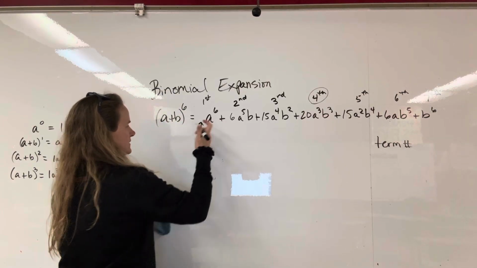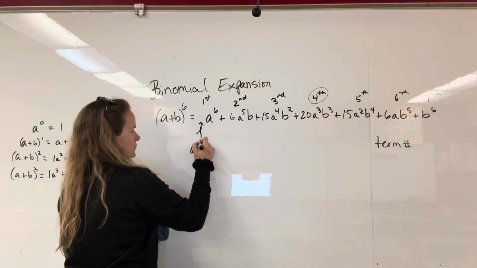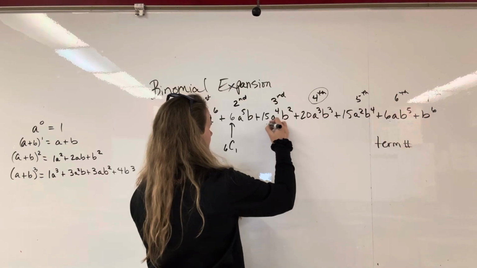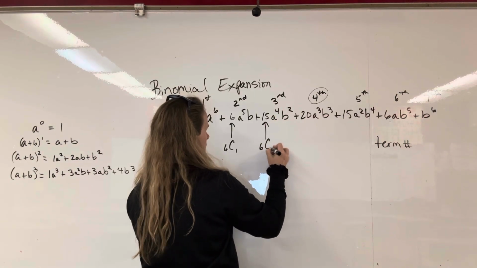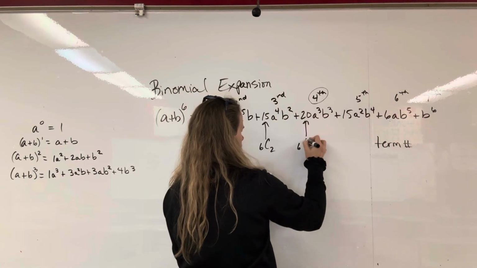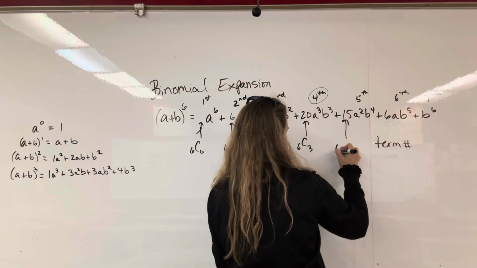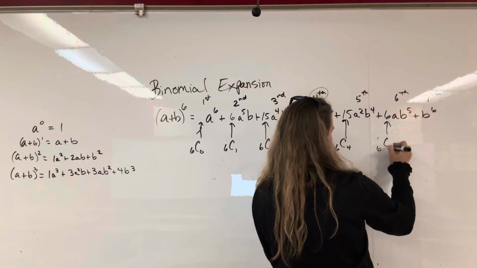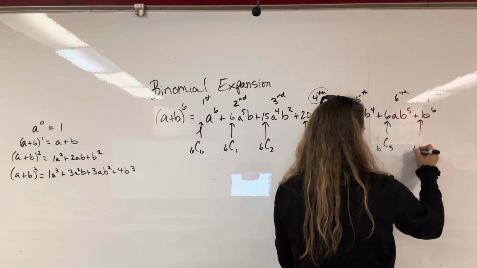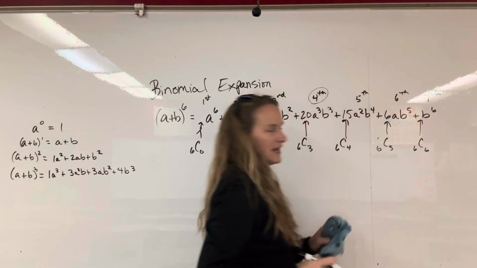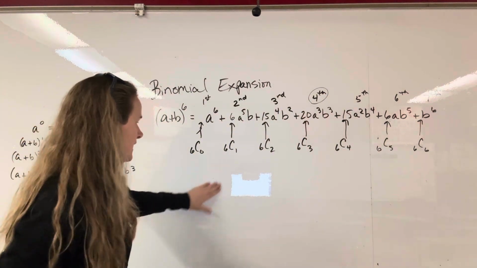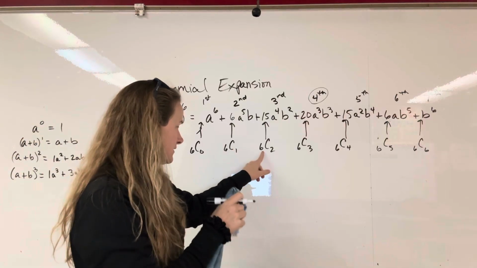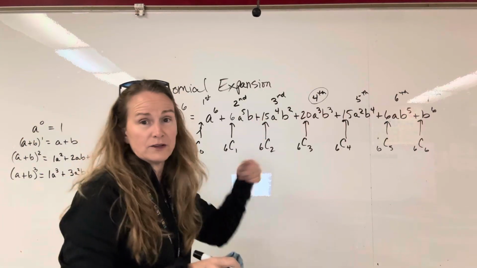This guy right here is going to be 6 choose 0. This is 6 choose 1. This is 6 choose 2. This is 6 choose 3. This is 6 choose 4. This is 6 choose 5. And this is 6 choose 6. So that is how you can get those really quickly on your calculator. You can literally go to your calculator and put the 6 in the little space and the 2 and the value of 15 will come up.